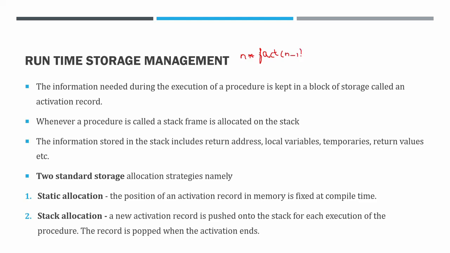So for example, if the value of n is 3, the first time this fact function will be called. Inside the factorial function, that is fact of n, whenever I call this function, it calls itself. So it will be 3 into fact of 2, and this particular call will be placed on the stack for execution. The first function will be called as fact of 3. From this call, again it will make a call, 3 into fact of 2, and again from this it will call fact of 1.